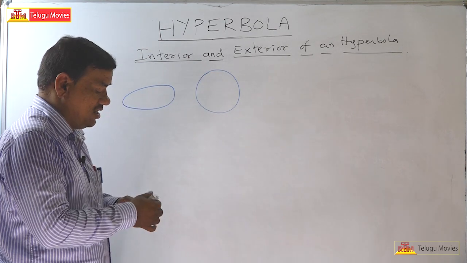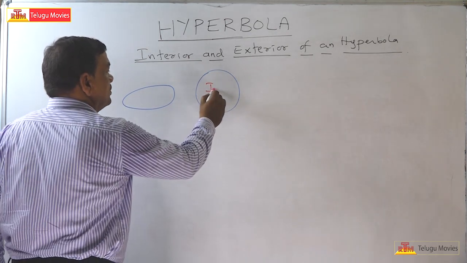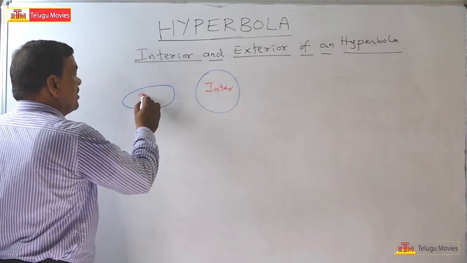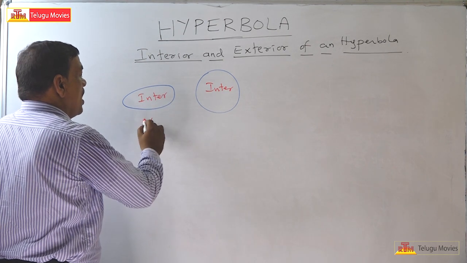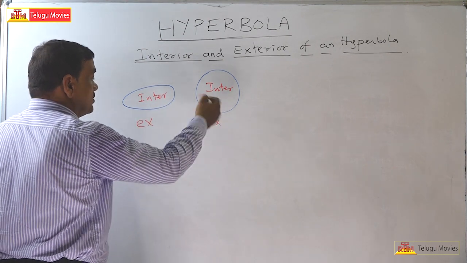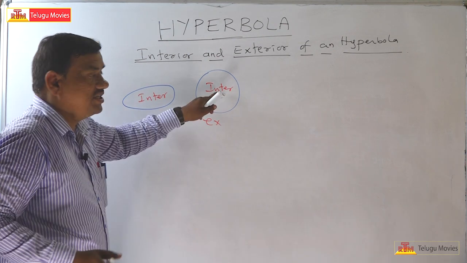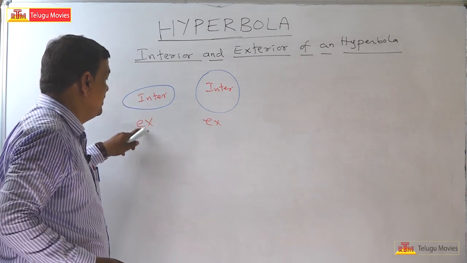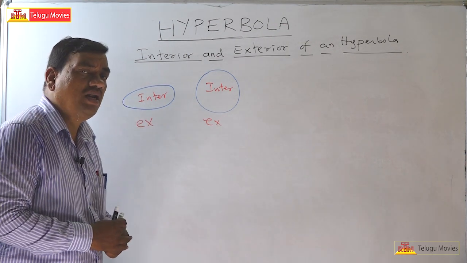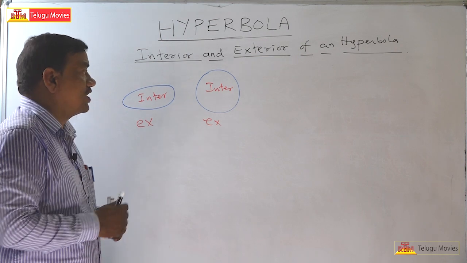So this is the interior part. This is also interior. Here also it is interior. Outside is exterior. So here also outside is exterior. This is interior, here exterior. This is interior, this is exterior. Since they are closed curves.